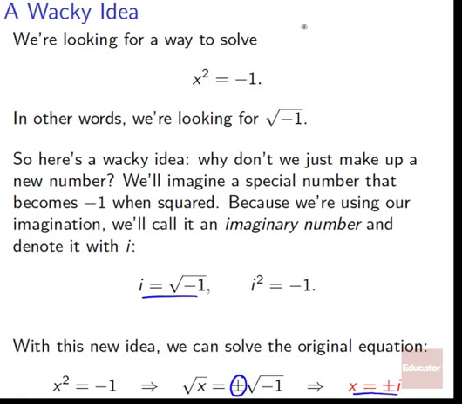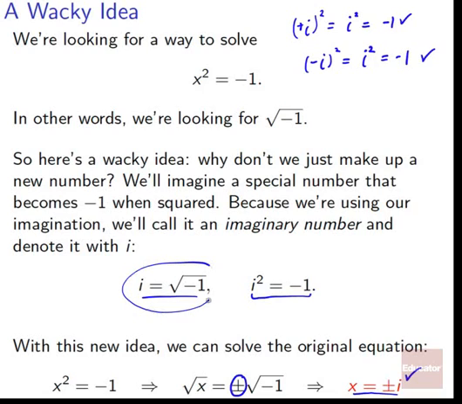Let's check it really quickly. So if we have positive i squared, then that's going to be equal to i squared, which is equal to negative 1, as we just had here. And our other possibility, if we have negative i squared, well, negative times negative becomes positive, so we've got positive i squared, but i squared is, once again, negative 1, so it checks out. Both of these are indeed solutions, so we found how to solve x squared equals negative 1.